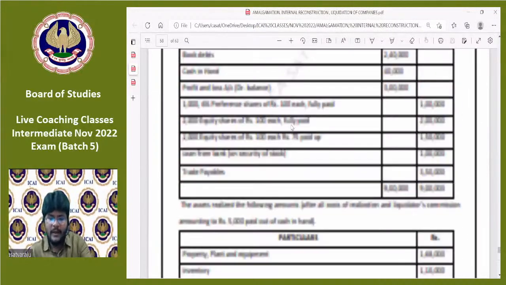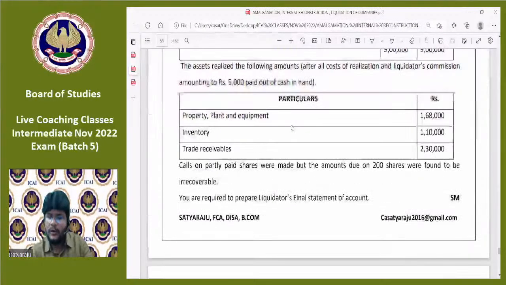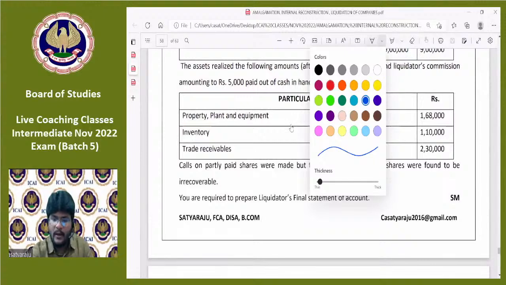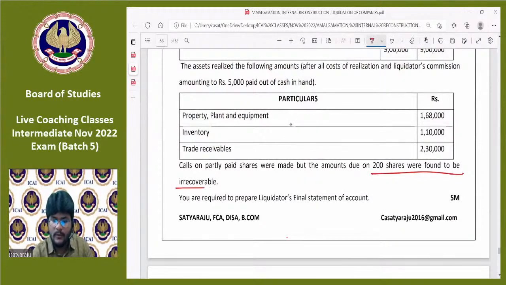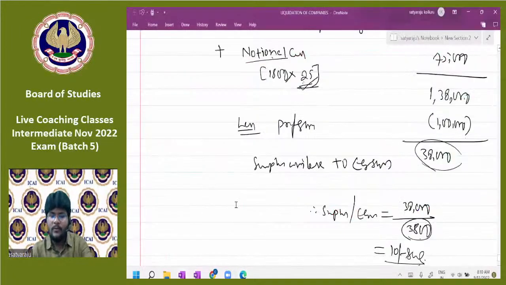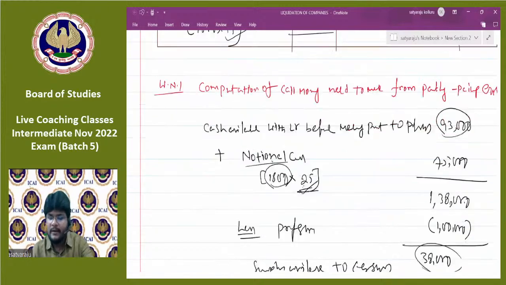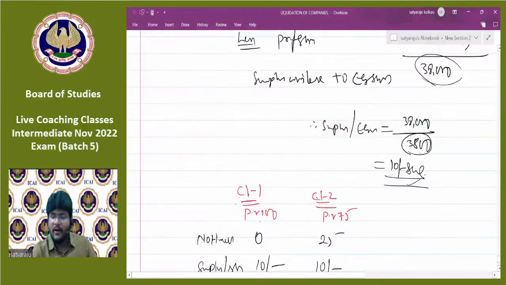So it was clearly given in the problem that 200 shares were found to be irrecoverable. That means they are calls in arrears only. What I did, such 200 shares were ignored at the time of asking call money. If you clearly observe in my OneNote, I only made notional call for 1800 equity shares. Not only that, at the time of distribution of surplus cash also I ignored. That is the point I'm mentioning.